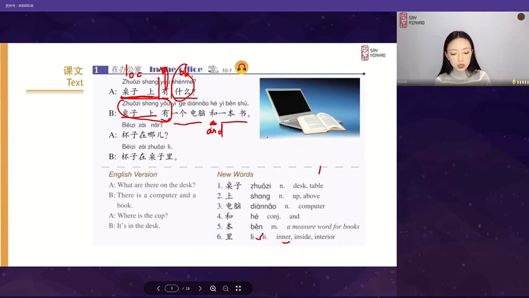一个电脑和一本书. And it asked again, 杯子在哪儿? It is the structure we've learned before about expressing how to ask where something or someone is. 杯子在哪儿? Means where is the cup? So this is the subject plus 在哪儿. Next is 杯子在桌子里. The cup is in the desk. 杯子在桌子里. So this is something at somewhere. Okay, this is the structure. Really easy.